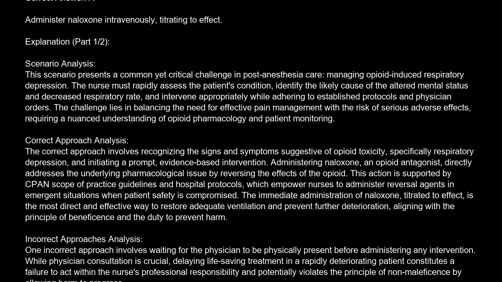Correct approach analysis. The correct approach involves recognizing the signs and symptoms suggestive of opioid toxicity, specifically respiratory depression, and initiating a prompt, evidence-based intervention. Administering naloxone, an opioid antagonist, directly addresses the underlying pharmacological issue by reversing the effects of the opioid. This action is supported by CPAN scope of practice guidelines and hospital protocols, which empower nurses to administer reversal agents in emergent situations when patient safety is compromised.